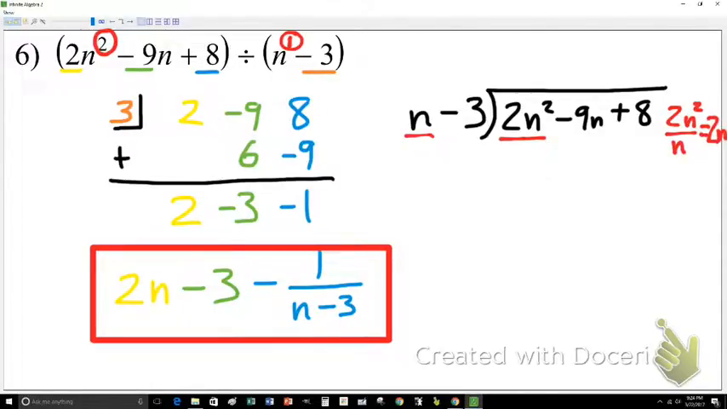Okay, and we place that 2n in the n's place up top there. And then after we do that, we take that 2n and multiply it by the binomial we have out in front. And that answer goes underneath these two terms here. So 2n times the n that's out front will be 2n squared. 2n times the negative 3 will be negative 6n.